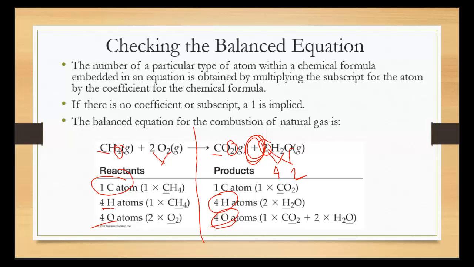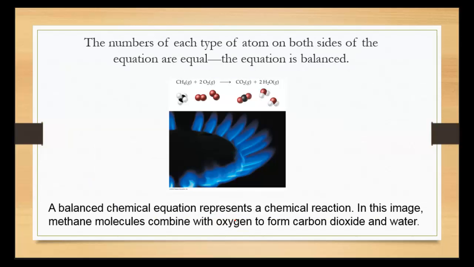The numbers of each type of atom on both sides of the equation are equal and balanced. That means the equation is balanced, and that's good. That follows the law of conservation of mass. A balanced chemical equation represents a chemical reaction. So this is the final product. Once again, in another tutorial coming up, you'll see how to balance equations very slowly, and we're going to go through a lot of practice problems.